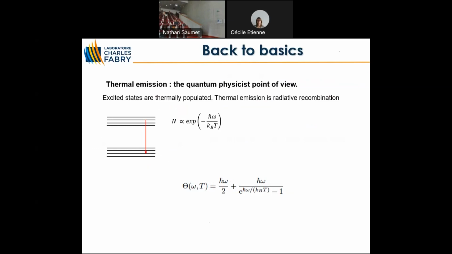So this exponential in Planck's function is nothing but the fact that to emit at omega, you need to have an electron in an excited state, which recombines, and the probability of having an excited state goes like that. That's why it depends on temperature. So that immediately tells you, given a temperature, what frequencies you may find in your thermal emission. It's a direct consequence of the Boltzmann distribution.